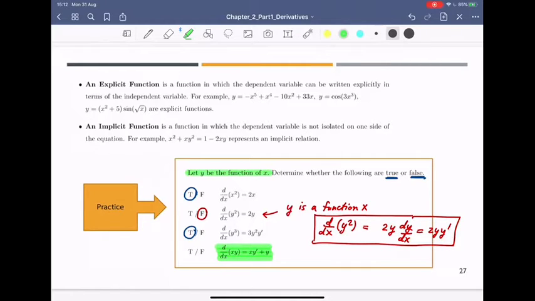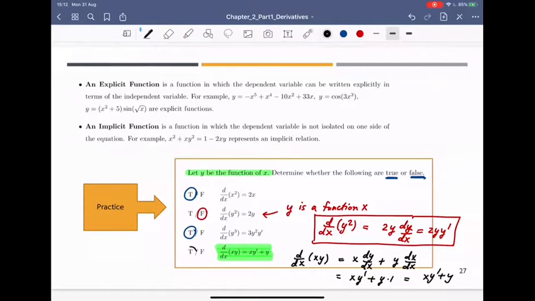So let's look at this one. Is it true or false? We want to differentiate x y, right? Here, because y is also a function of x, you have to use the product rule. So it's going to be x dy by dx, plus y dx by dx, which is very simple. Then you have x y prime plus y times 1, which is x y prime plus y. So good, this is true. All right, sounds good.